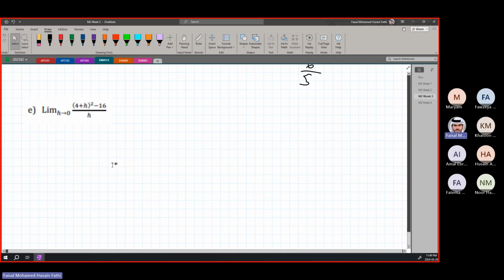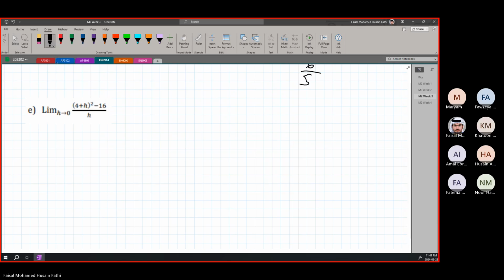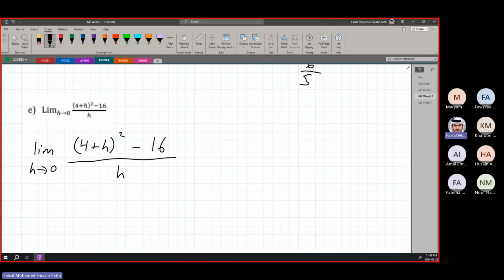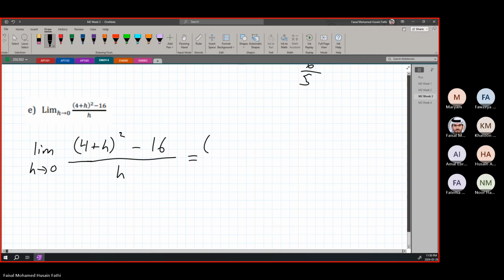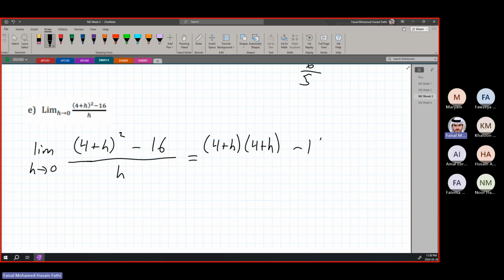So we have the limit of h as it tends to 0 of 4 plus h squared minus 16 over h. Obviously, we cannot substitute 0 directly. It will be 0 over 0. So if we want to factorize the top, well, it's already kind of straightforward. You just have to open up these brackets. So you can either just write it as 4 plus h into 4 plus h, and then just do distribution and solve.